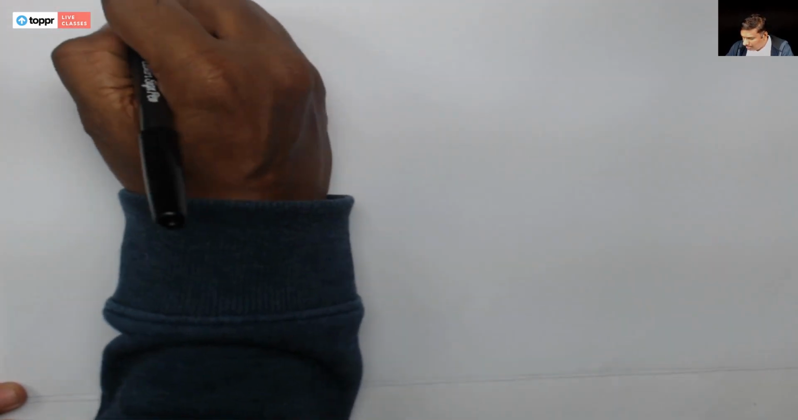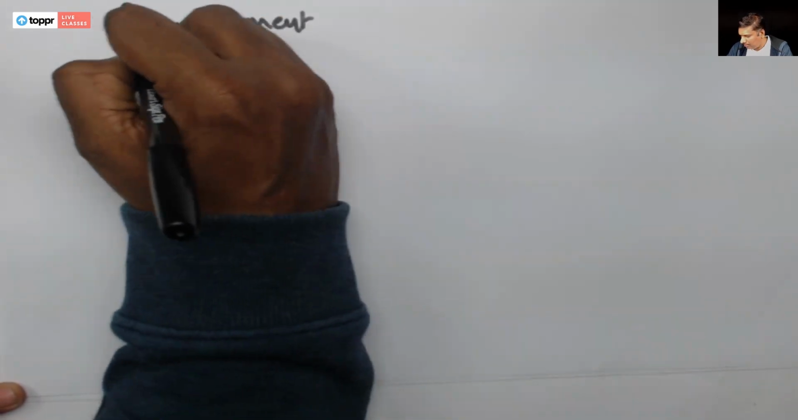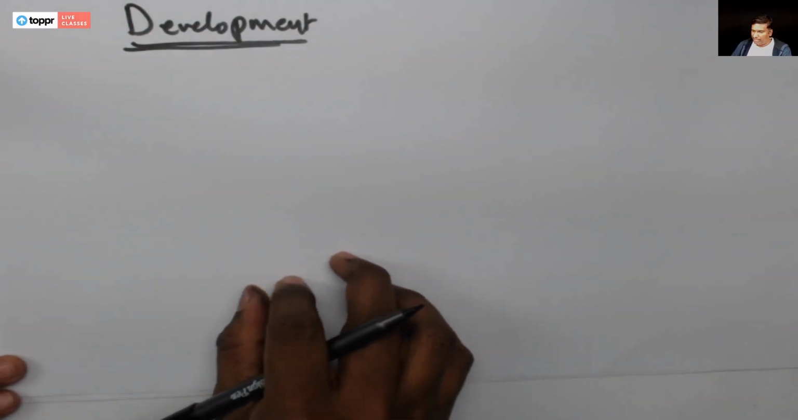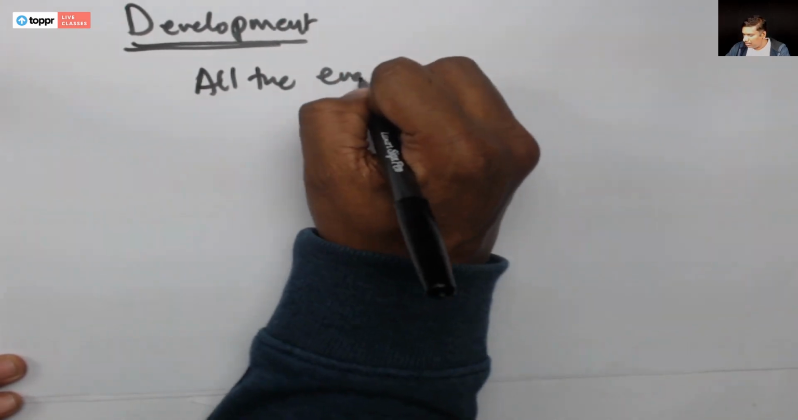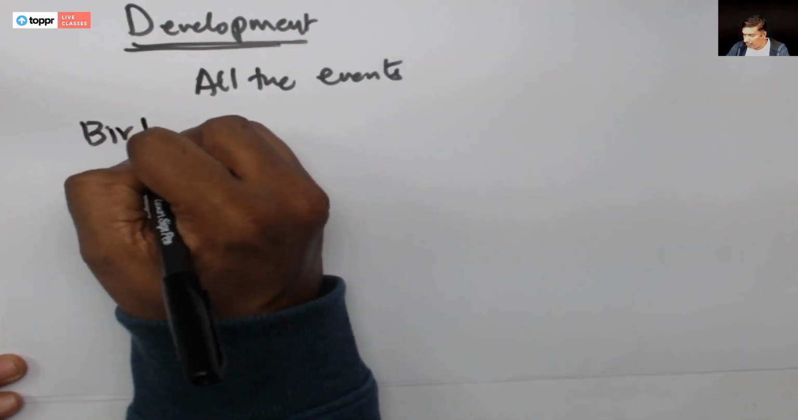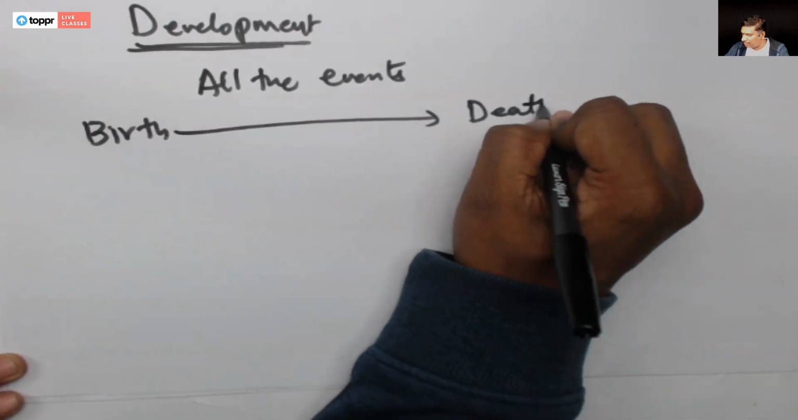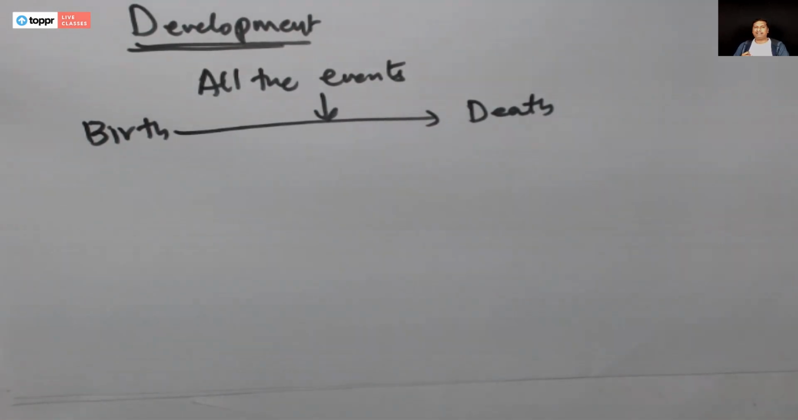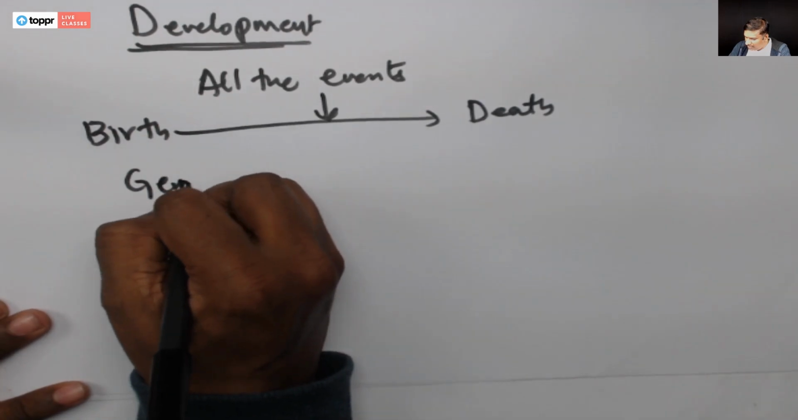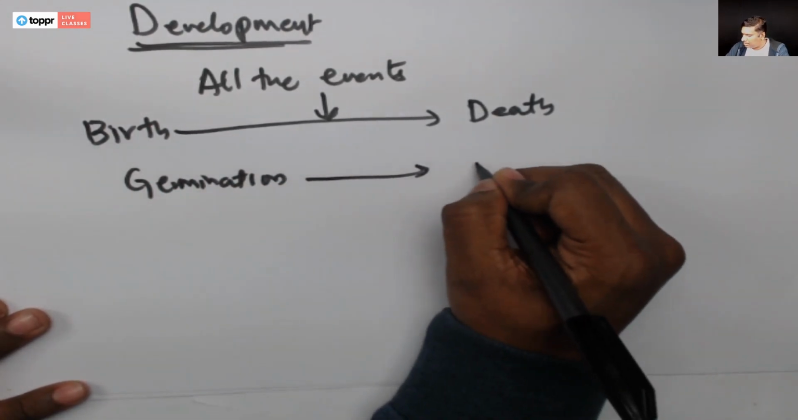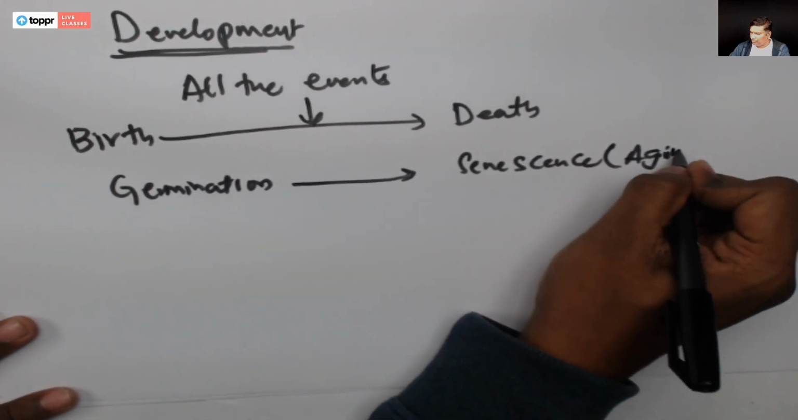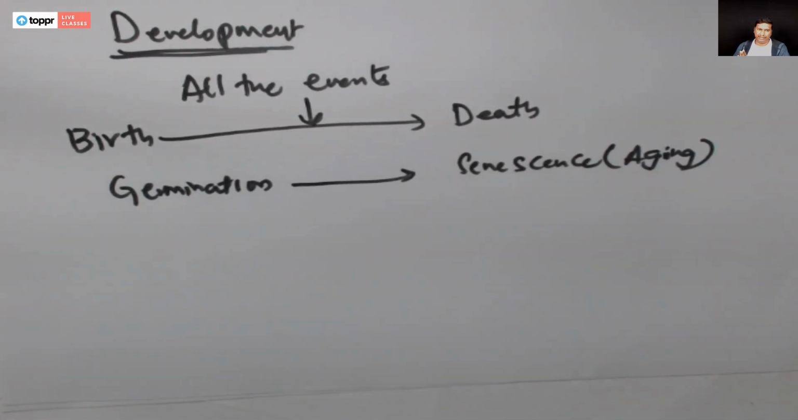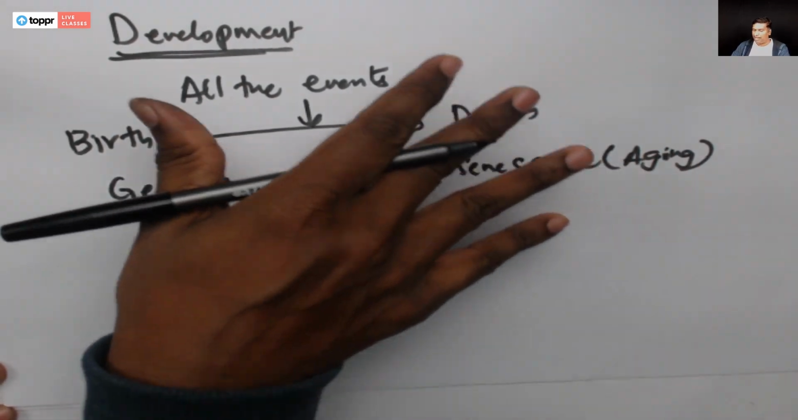Now, we'll look at the definition for development. How do we define development? Development, for any organism, is all the events that occur from birth to death. Here, if you take plants, we are talking about germination to senescence. Senescence is nothing but aging. So finally the plant will deteriorate towards the end. All the events that occur in the gap are your development.